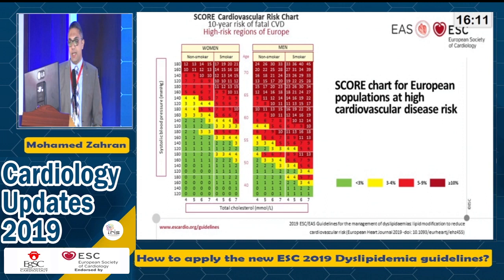As you see here, the chart is two big columns, males and females, then non-smokers and smokers. You have the age in the middle, and you have the total cholesterol on the horizontal axis and the systolic blood pressure on the vertical axis. You can easily find your patient and locate him according to the nearest measurements that you have on the first visit. And as you see, the dark red is the highest risk, the light red is the high risk, the yellow is the moderate risk, and the green is the low risk. And as you also notice from here, that for age of 70, it's all red.